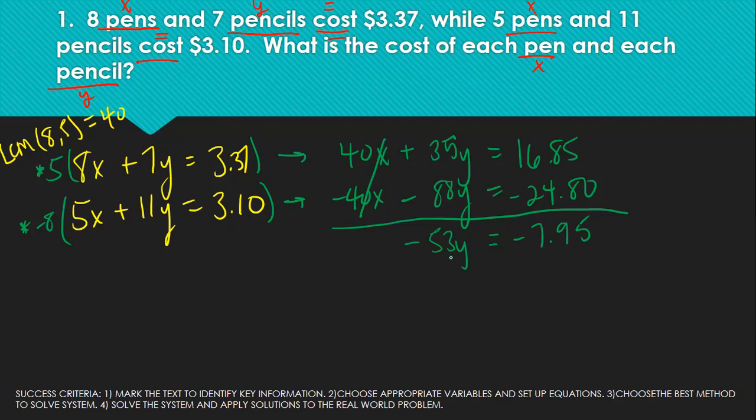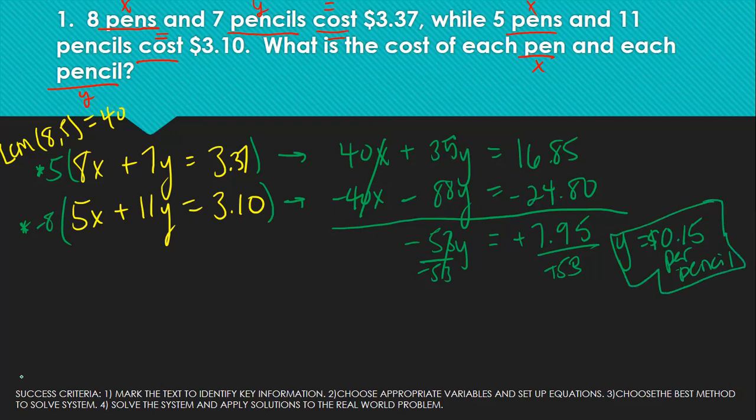Divide. So I'm dividing by negative 53. A negative divided by negative is a positive. So y equals 15. And what does that mean in terms of this problem? 15 cents. That's the cost, right? Of a pencil. 15 cents per pencil. Make sense? All right, so now we know the cost of pencils.